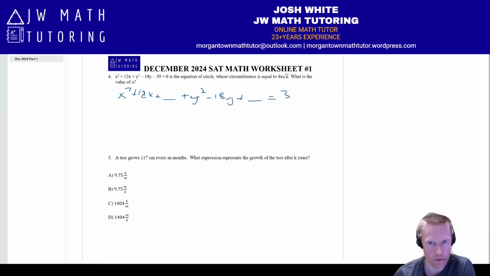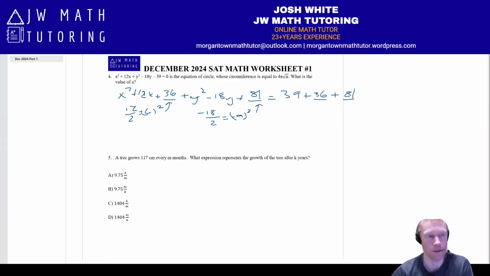Move the negative 39 over to the right. And remember, we take 12 divided by 2, the B value, and that's 6, and we square it. And that goes up here, and that also goes on the right. And then the same thing here, negative 18 divided by 2 is negative 9. That squared is 81. That's what fills in the blank on the left and the right. All right, so if you go ahead and do this, on the right side, you get 156. We don't have to actually finish completing the square on the left because we don't care what the center is.